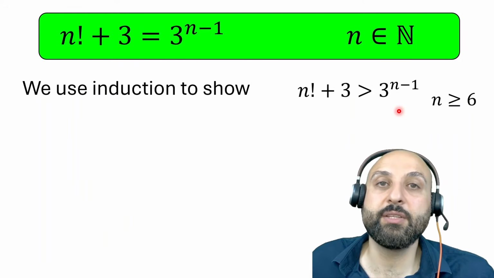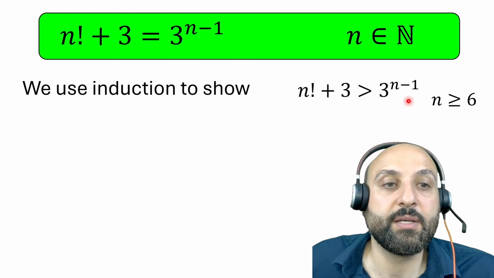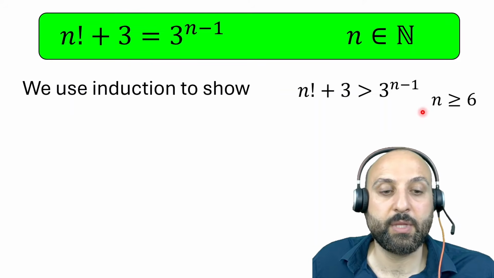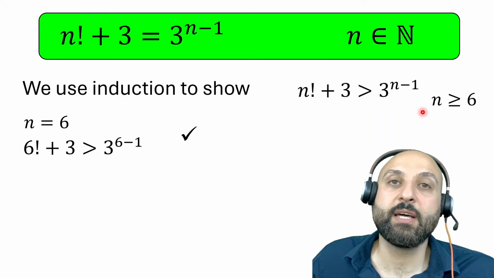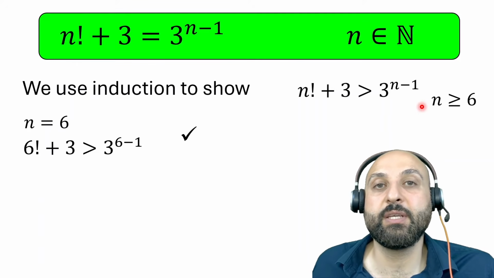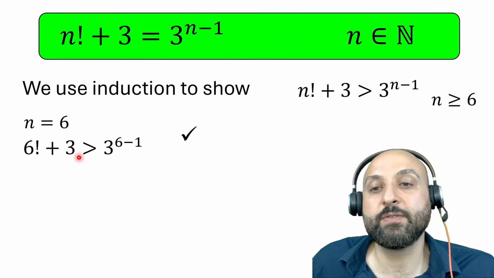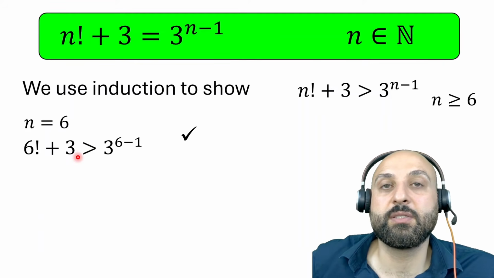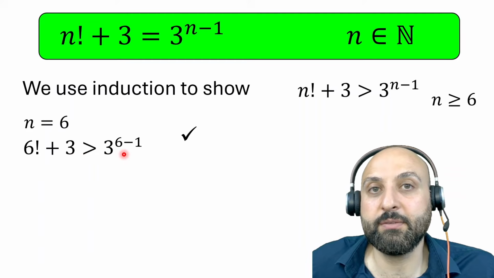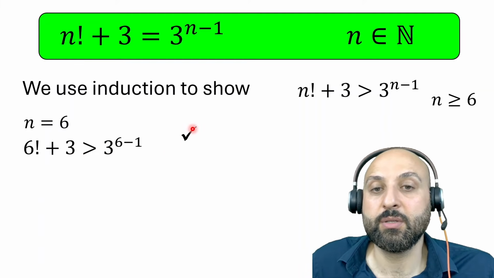We can actually use induction, and we are going to prove that this left side is indeed larger than the right side for n equal to or larger than 6. So for induction, first we have to show that the assumption is correct when we evaluate it at the start point. So a start point is 6. So 6 factorial plus 3, this is 700 something, which is certainly larger than 3 power 5, which is 200 something. So this first assumption is correct.